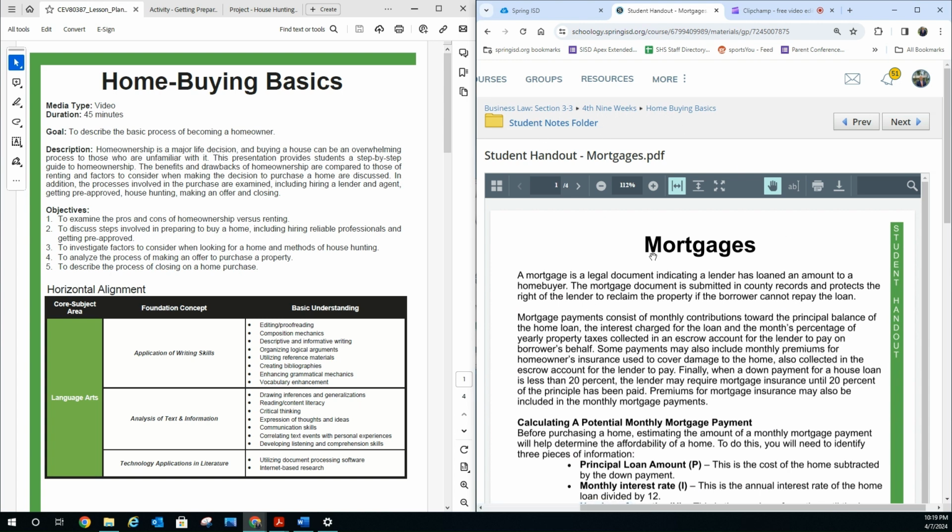But think about it like this. How many of you have heard of a car note, right? You all know what a car note is. That's the payment on your car. Well, a mortgage is going to be the payment on your home.